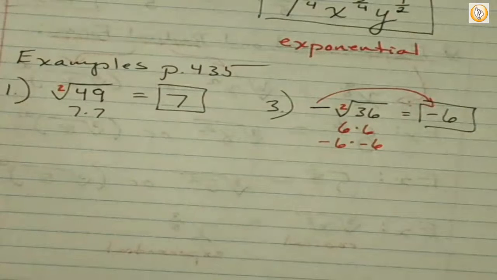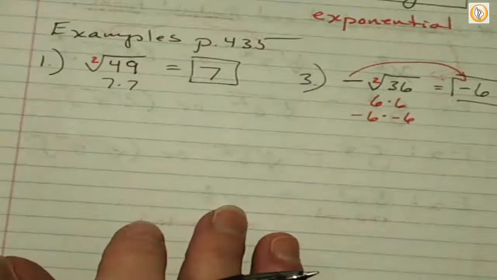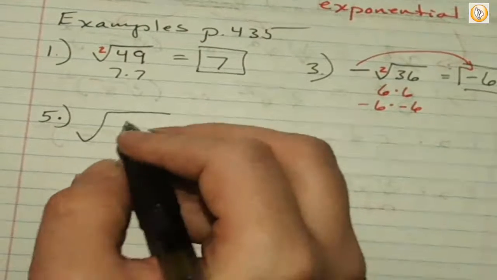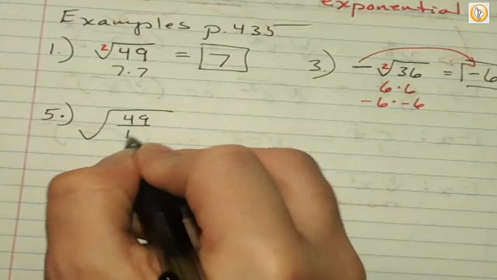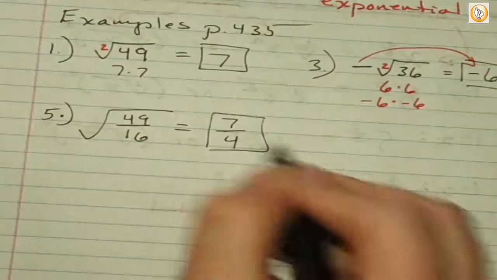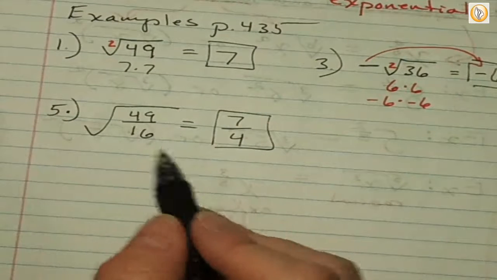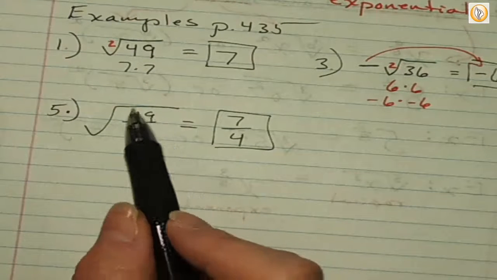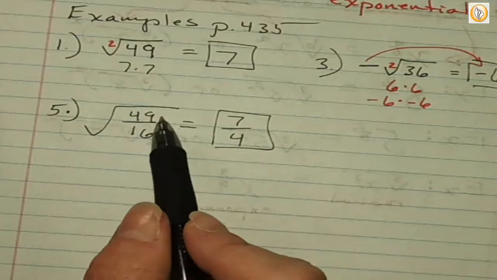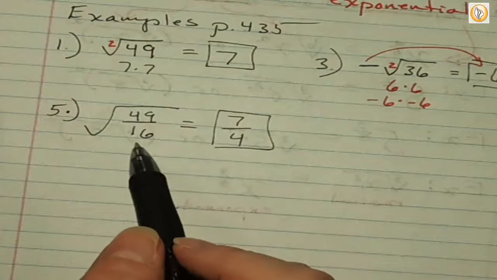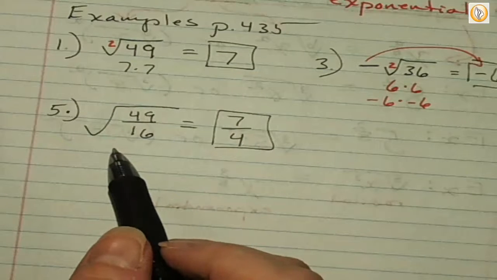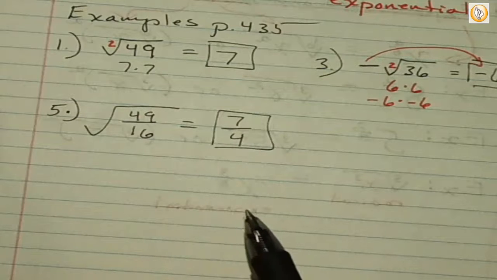Number 5, the square root of 49 over 16. 7/4. Now see, don't let these fractions scare you. Do it just like I think Cecilia did in her head. Figure out the top one, then figure out the bottom one. 7 times 7 is 49. 4 times 4 is 16. It's fine, because we're just looking for roots.